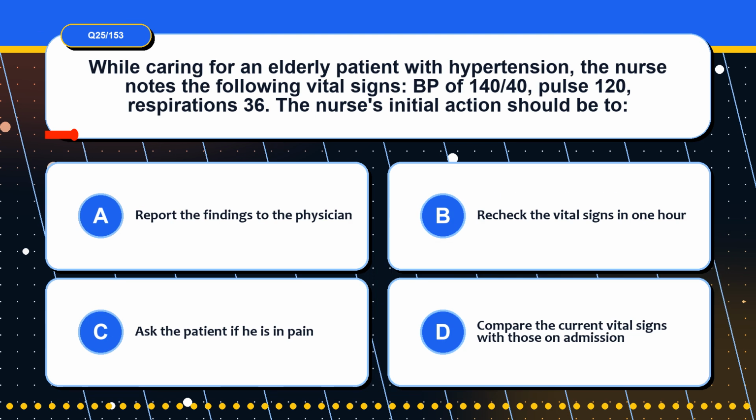Question 25. While caring for an elderly patient with hypertension, the nurse notes the following vital signs: BP of 140/40, pulse 120, respirations 36. The nurse's initial action should be to: Here are the options. Option A. Report the findings to the physician. Option B. Recheck the vital signs in 1 hour. Option C. Ask the patient if he's in pain. Option D. Compare the current vital signs with those on admission.